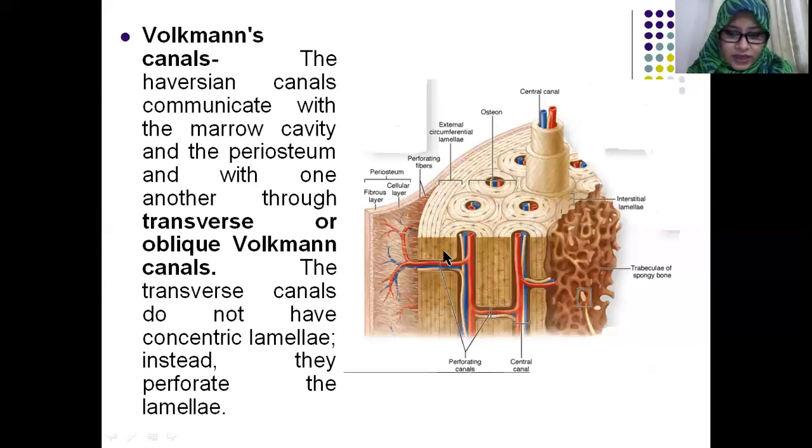In this figure, you can see these are perforating canals or Volkmann's canals, which also contain neurovascular bundles, and they are not surrounded by lamellae like the Haversian canal. But they perforate the concentric lamellae to connect two Haversian systems with the periosteum and also with the marrow cavity.